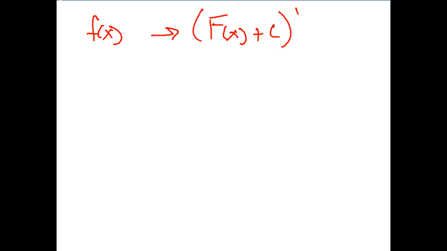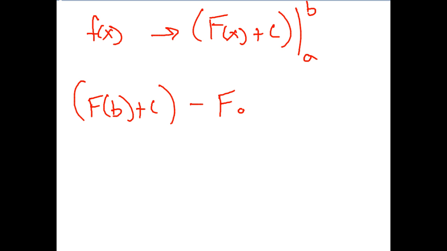Well, in actuality, any of them work. It doesn't matter, because how do antiderivatives differ? Well, they only differ by a constant. So we know the true antiderivative of any function f of x is going to be big F of x plus some constant c. Well, if we evaluate this entire function from a to b, that gives us F of b plus c, that constant, whatever it may be, minus F of a plus that same constant c.